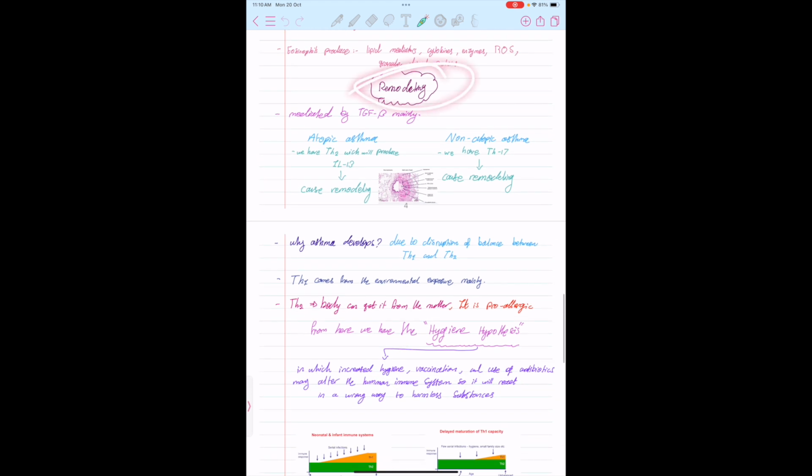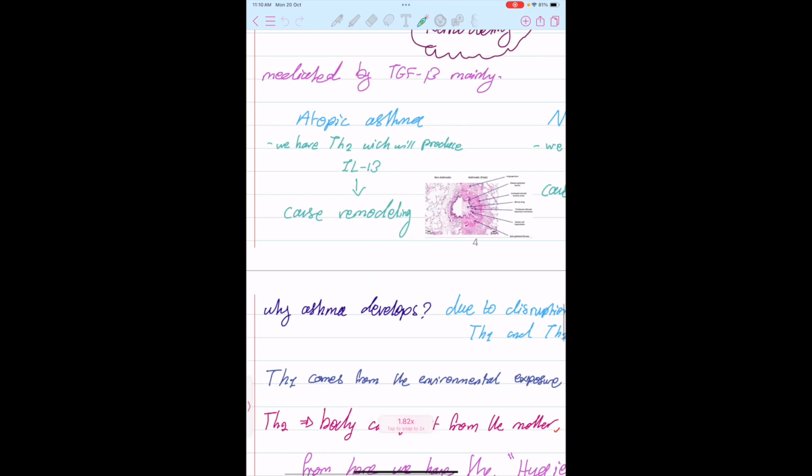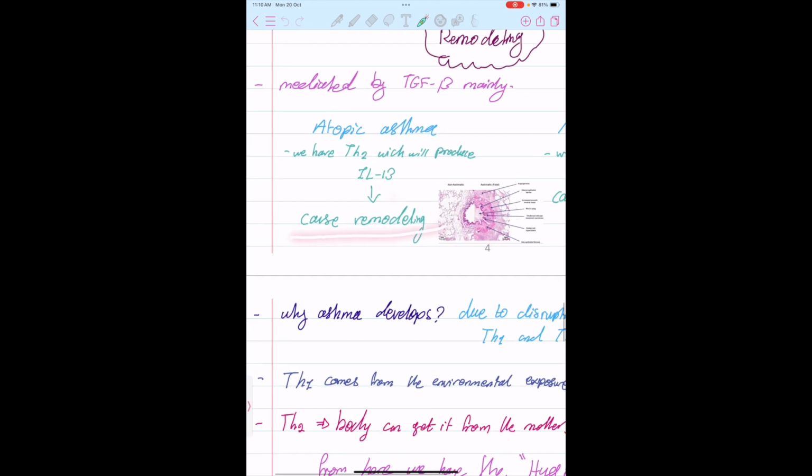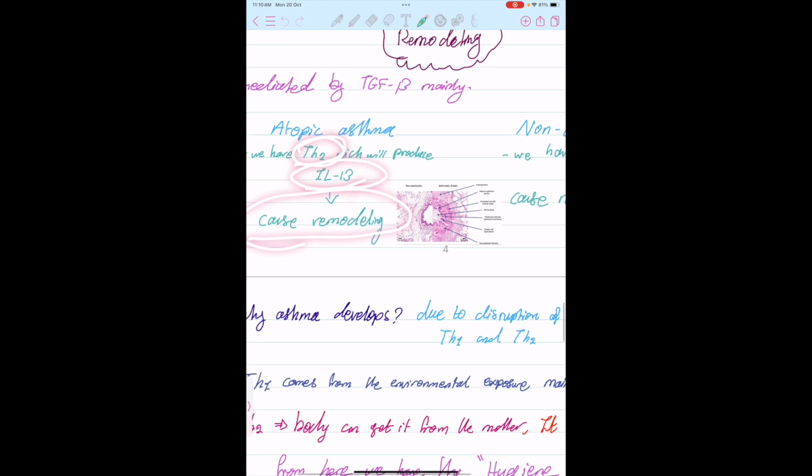For the remodeling part, it's mediated mainly by TGF-beta, and in atopic asthma, we have the T helper 2, which will produce interleukin 13, as mentioned here. So this will cause remodeling in atopic asthma, which is interleukin 13 produced by Th2.